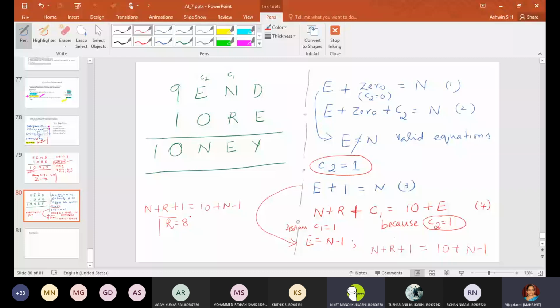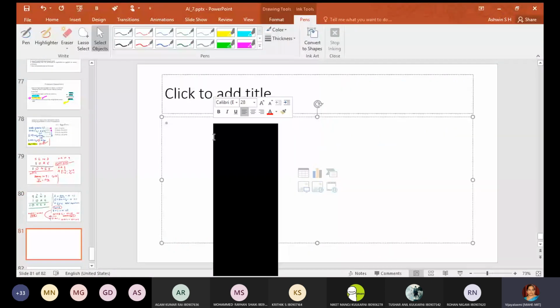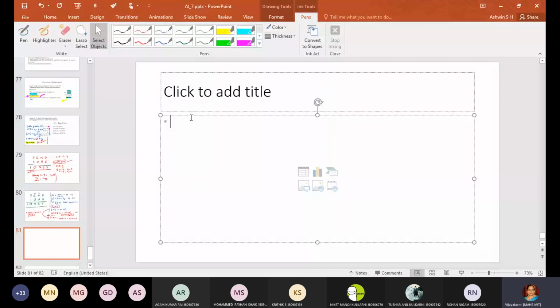Now can you tell me why I assumed C1 is equal to 1? Ma'am, because S already has that value. Yes, we have already assigned 9 to S. That is why I assumed C1 is equal to 1. From this, I have got the value of R. Now let me go to the next slide, and I'll write once again whatever I have got.